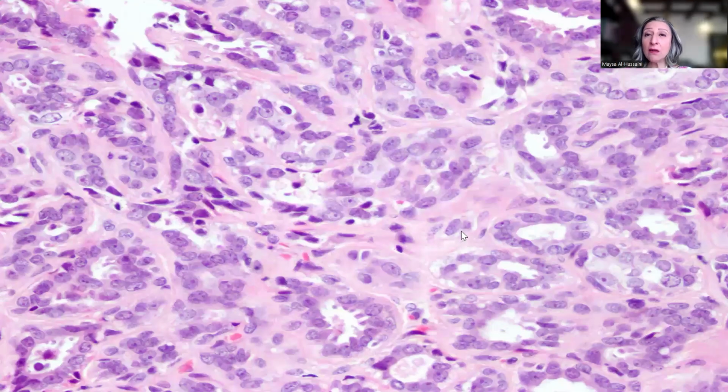And this is again another focus more towards the center of the lesion, where we have lots of sclerosis, and then we have adenosis, which is florid proliferation of the glands, but these are benign glands. Epithelial and myoepithelial cells surround these glands.